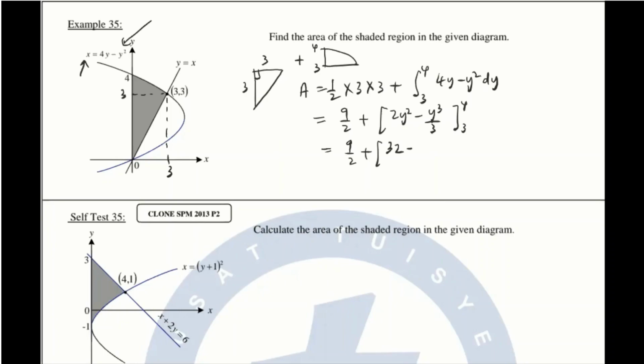And the second one, 4 cubed is 64. 64 divided by 3. 3 squared is 9. 9 times 2, 18. 3 cubed is 27. 27 divided by 3, 9. Okay, this number is a bit ugly, right? So 9 over 2. Okay, 32, 96, 32 over 3.